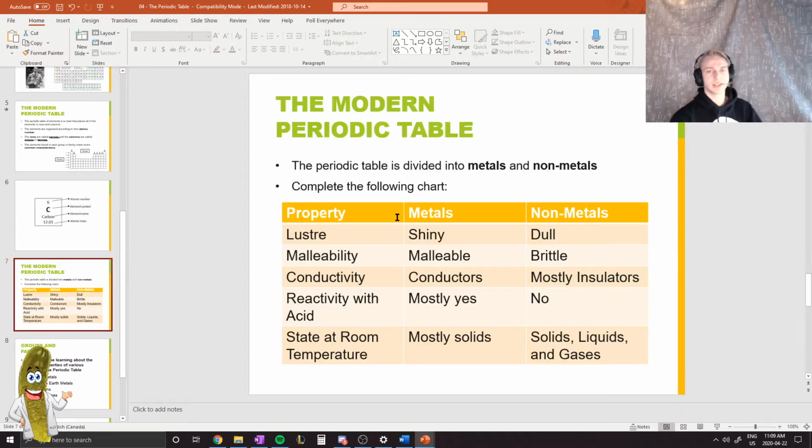But the modern periodic table is divided into both metals and non-metals. And I'm just going to post another picture, periodic table images. Where's a good picture? Yeah, this is why I don't like this one very much.